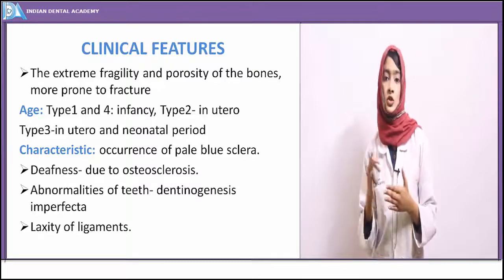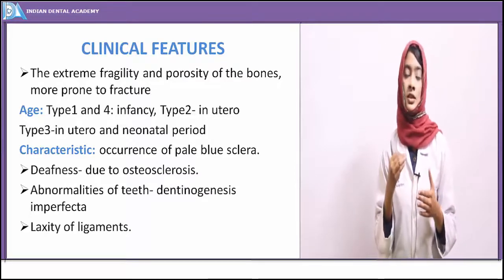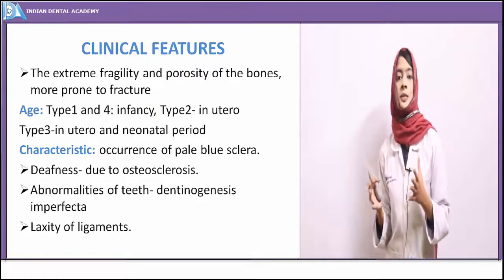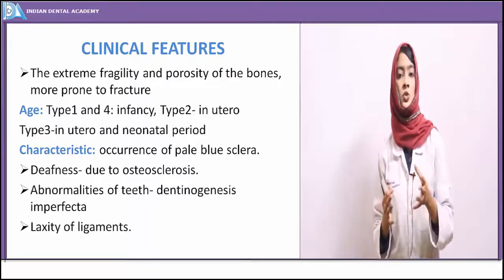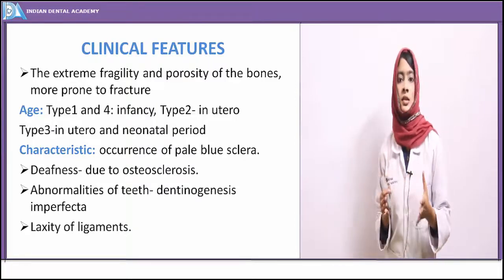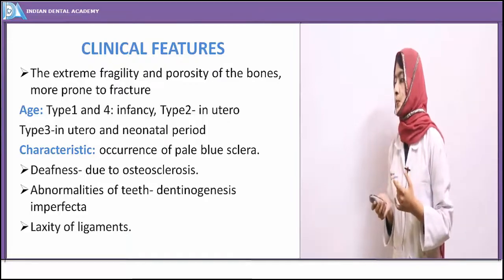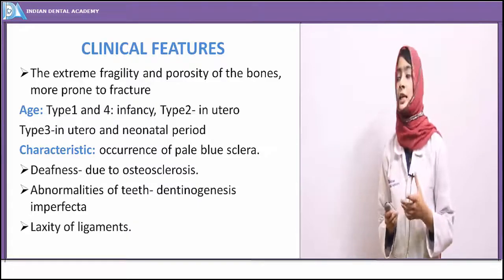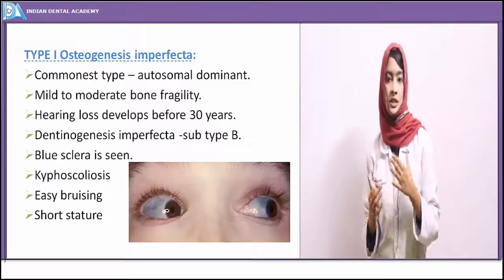The other association of osteogenesis imperfecta is with malformation of teeth, that is dentinogenesis imperfecta. Basically, osteogenesis imperfecta and dentinogenesis imperfecta both give rise to a defect in the mesodermal tissues. So that accounts for the dentinogenesis imperfecta. You'll see the bones are weak and the ligaments are fragile. So now we'll study all the types in detail.